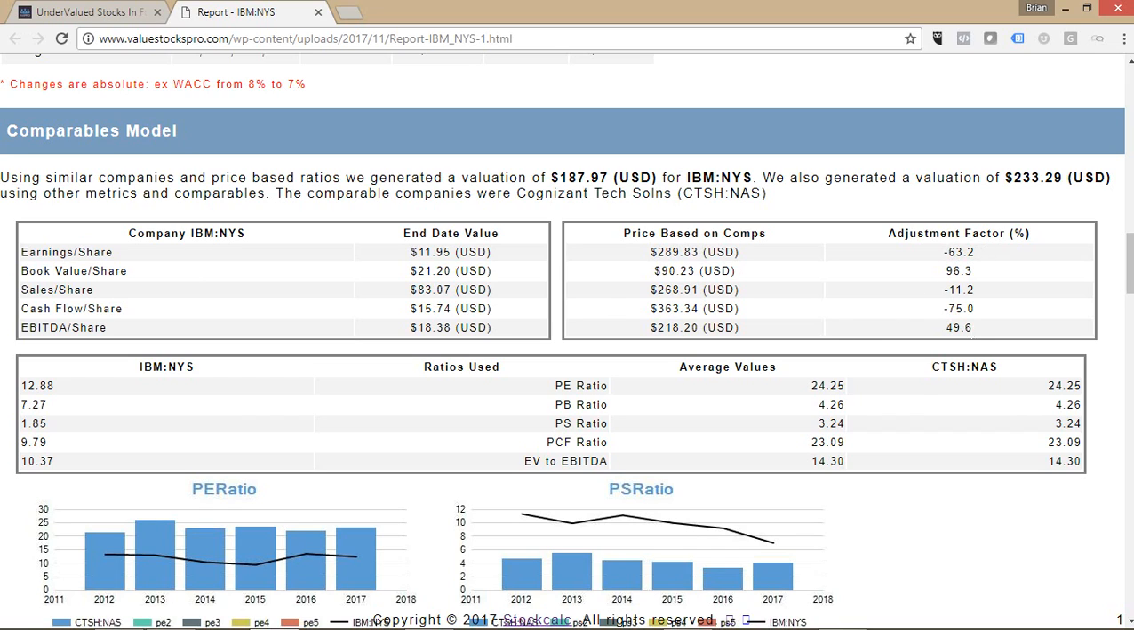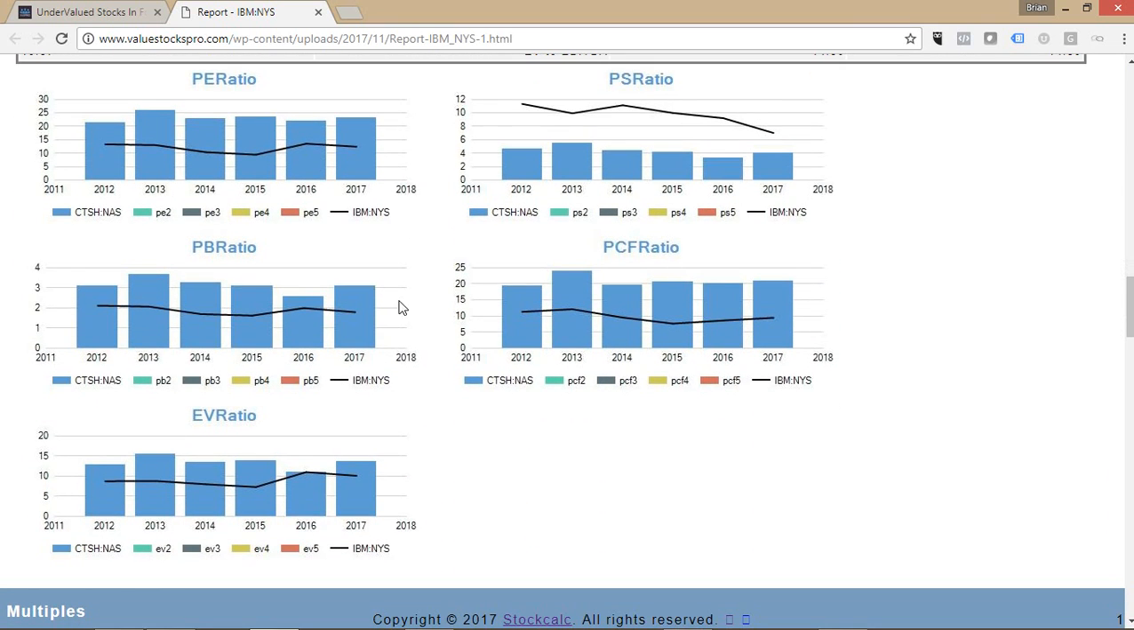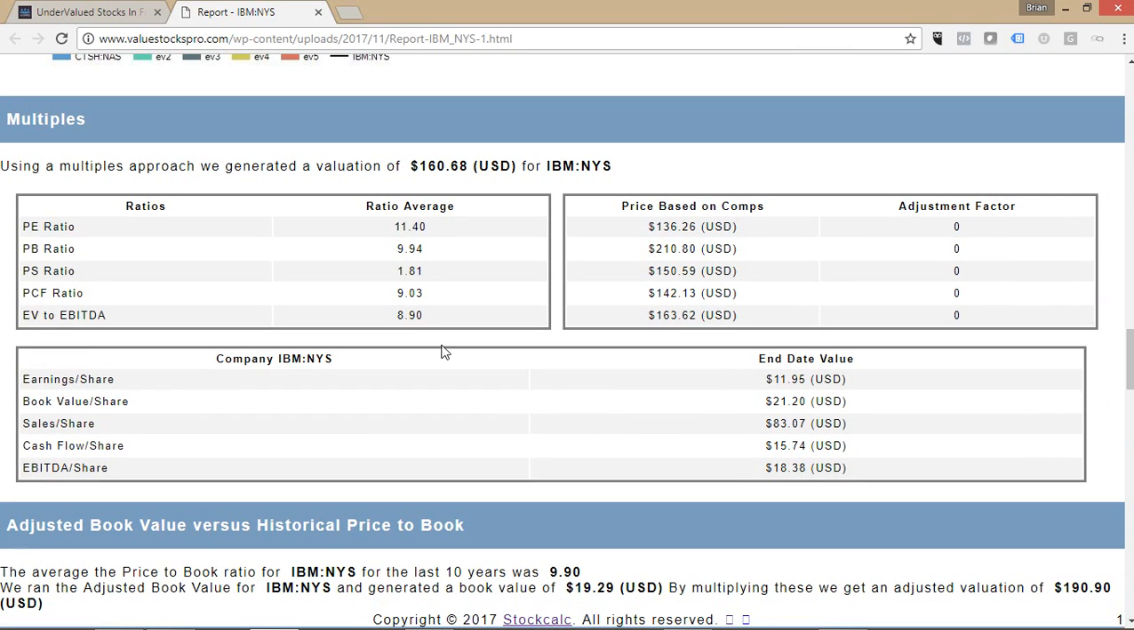We have adjustment factors in here as well, and what these are is how has this company compared to its industry over the last 10 years, and then we make adjustments. So if a company historically has a higher price to earnings ratio than its industry, we can make the adjustments in here to right size these numbers. You can see some information in the charts here, how the company compares to the other companies that it's been valued against as well. Multiples is an approach we use to value the company against itself.